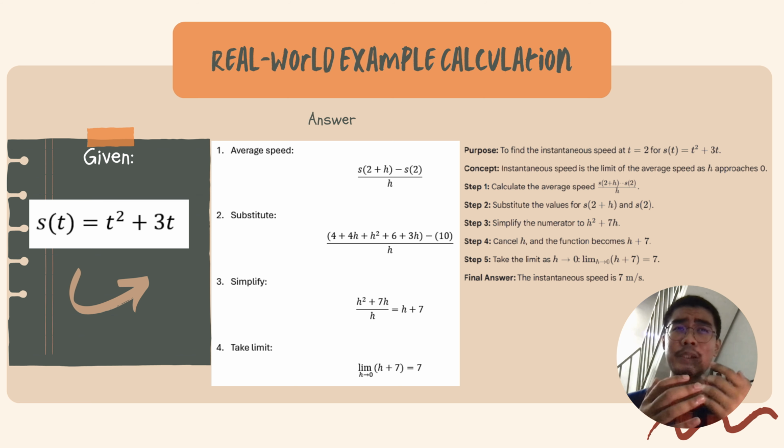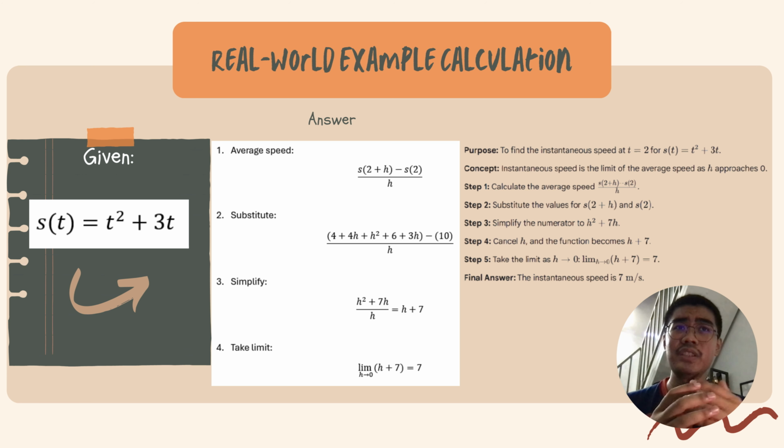Let's solve a specific example. We want to find the instantaneous speed at time t equals 2 for the position function s of t equals t squared plus 3t. To solve this, we use h to represent a small change in time. We set up our limit. The limit as h approaches 0 of s of 2 plus h minus s of 2, all divided by h.